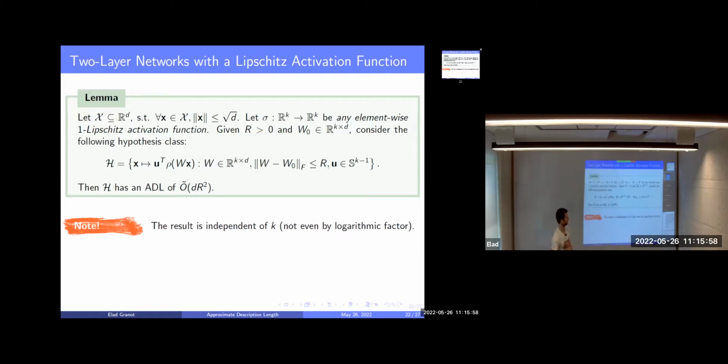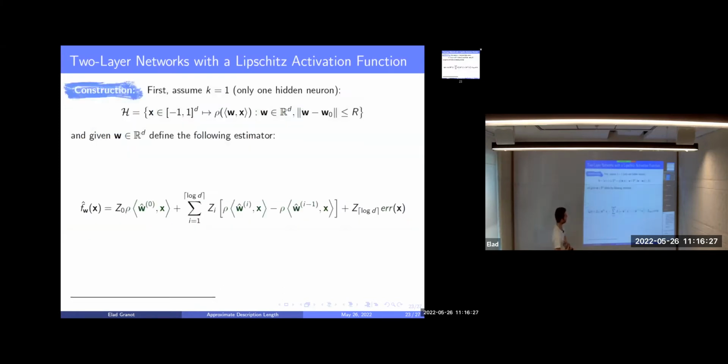Because there is a dependency in the input. Every layer has an input which is the output of the previous one. So that's why over there k is important, and here we can make it with 3. Okay, so this is the proof.